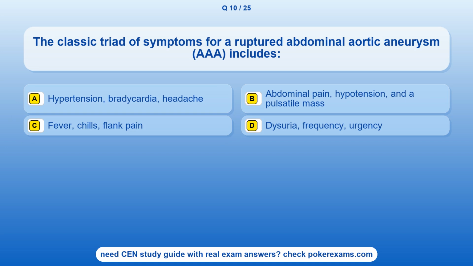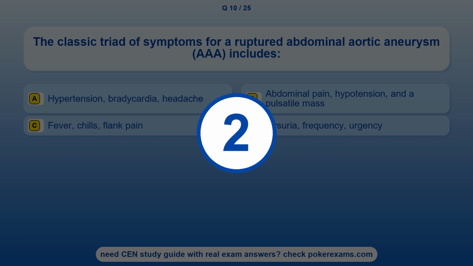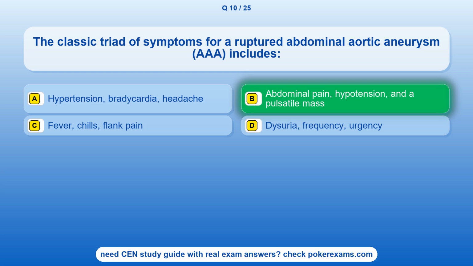Question 10. The classic triad of symptoms for a ruptured abdominal aortic aneurysm, AAA, includes: Option A. Hypertension, bradycardia, headache. Option B. Abdominal pain, hypotension, and a pulsatile mass. Option C. Fever, chills, flank pain. Option D. Dysuria, frequency, urgency. The correct answer is option B. Abdominal pain, hypotension, and a pulsatile mass.